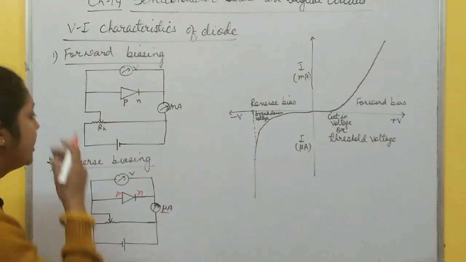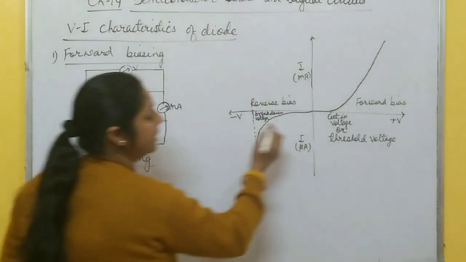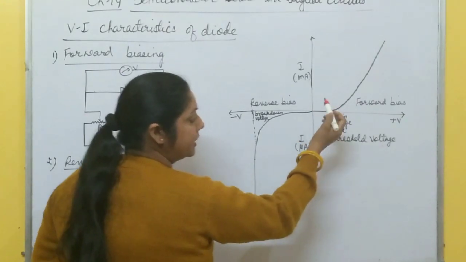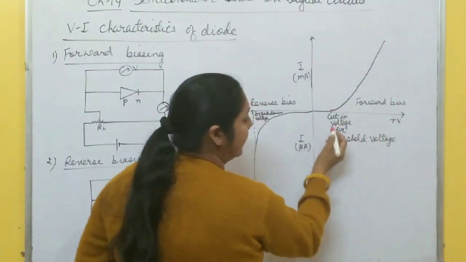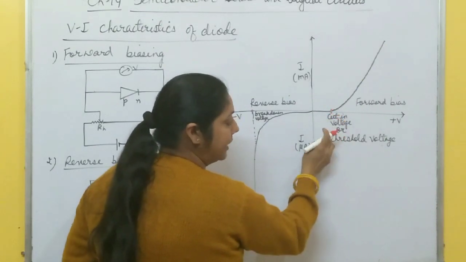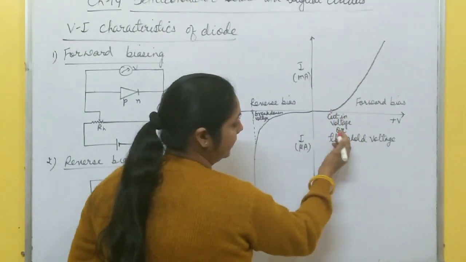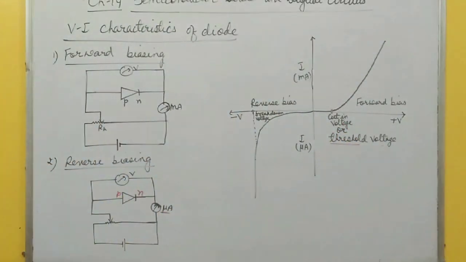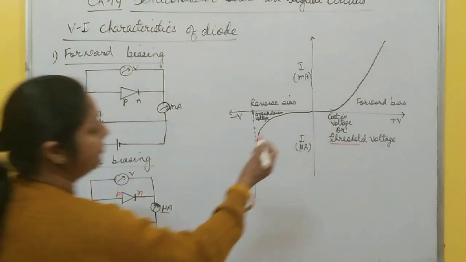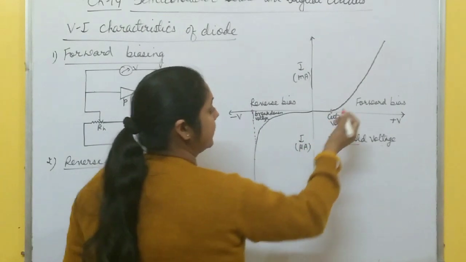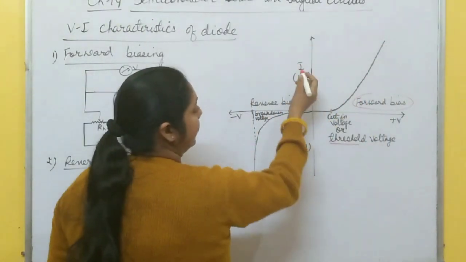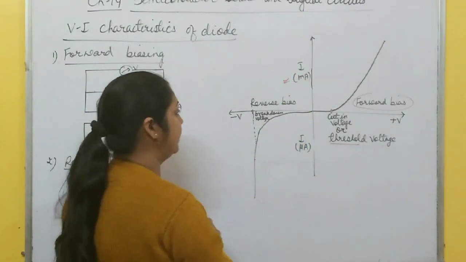Now what happens initially when you increase the voltage: current does not increase, but after a certain voltage, current starts increasing. That minimum voltage at which the current starts flowing or increasing in the circuit is called the cut-in voltage or threshold voltage. It is the voltage at which the current increases very rapidly, right? This current is called forward current. So this is the graph for forward bias, okay? And current is in milliampere.